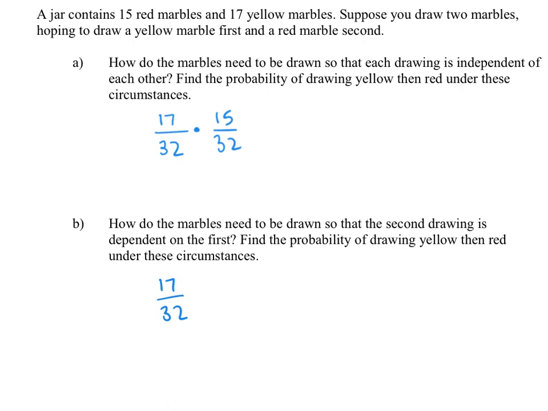But if I want the second drawing to be dependent on the first, then I would not put the marble back. Now there are only 31 marbles to draw from, and I want to draw a red, so I have 15 to choose from. As you can see, the part A and part B probabilities are similar, but there are differences in them, because the second scenario is dependent events.